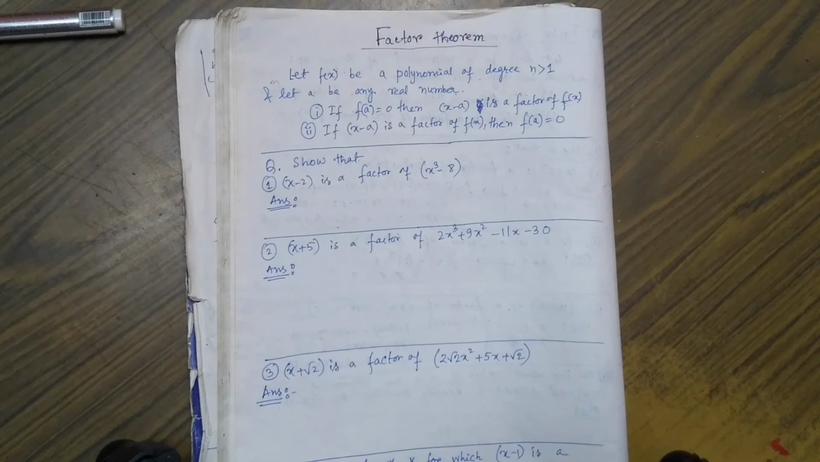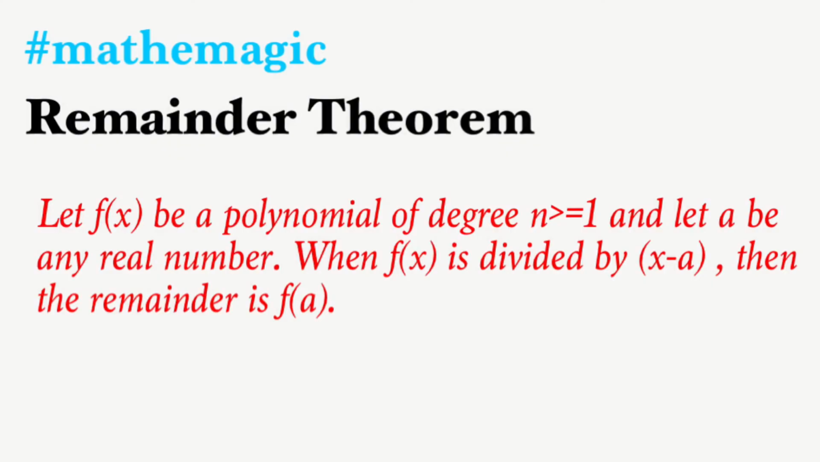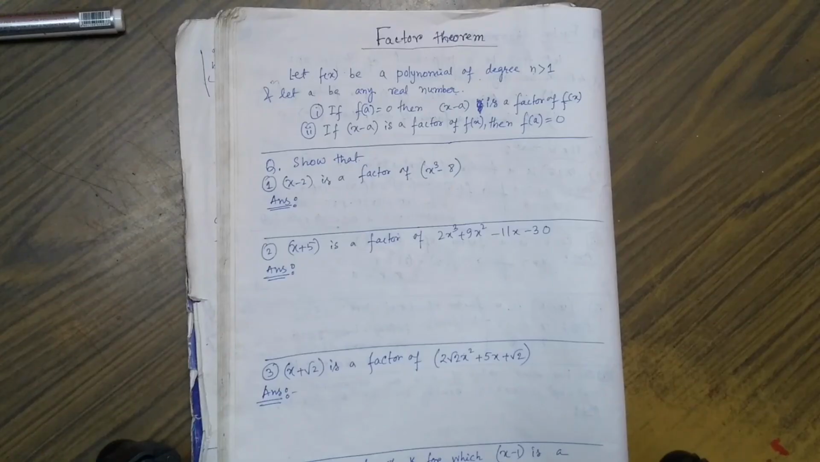What was the remainder theorem? The remainder theorem was stating that if f(x) is divided by x minus a, then the remainder will be f(a). So by the remainder theorem, now you can understand the factor theorem. See, the remainder theorem was stating that when f(x) is divided by x minus a, then the remainder was f(a). Now if I say that f(a) is equal to 0, that means the remainder is 0. That means the division is totally completed because the remainder is 0. So this is the factor theorem.